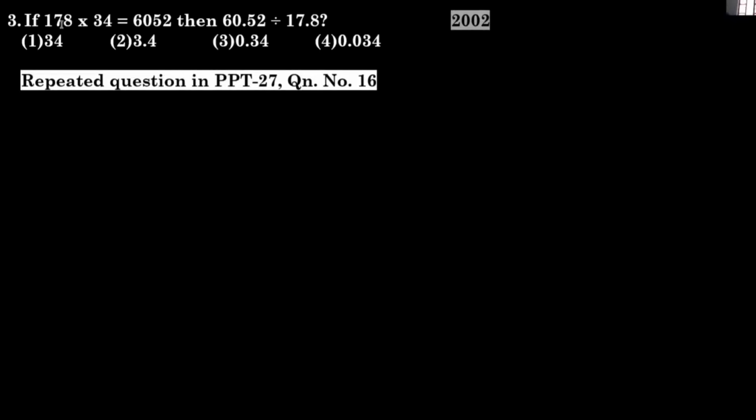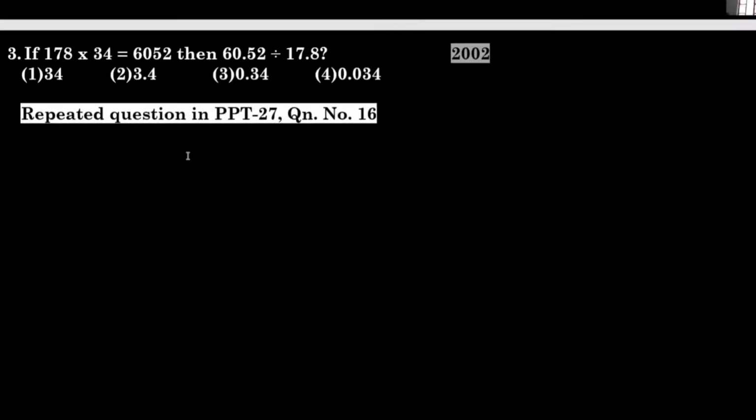So question number 3: if 178 into 34 is equal to 6052, then 60.52 divided by 17.8. This is a repeated question in PPT 27, question number 16, children. This is already finished. So we already learned. So that's why you solve this problem and check in PPT 27, question number 16, children.